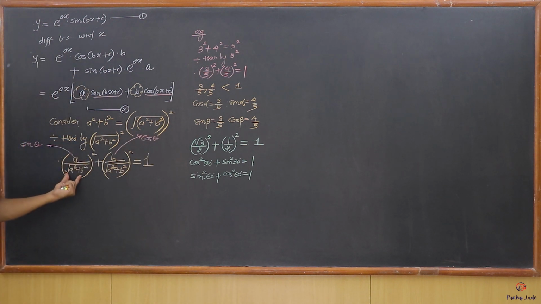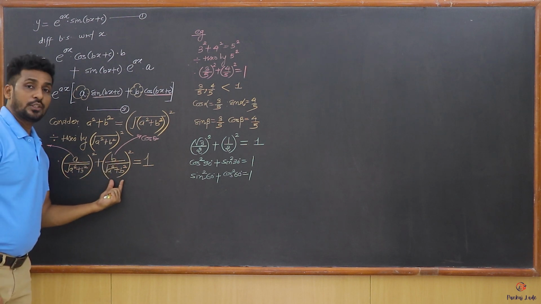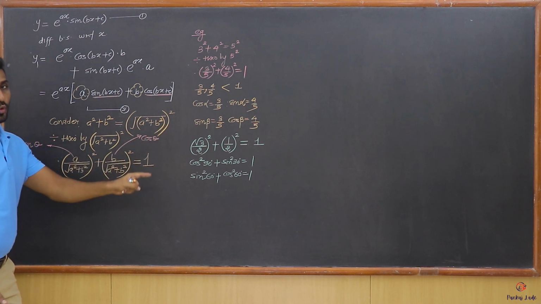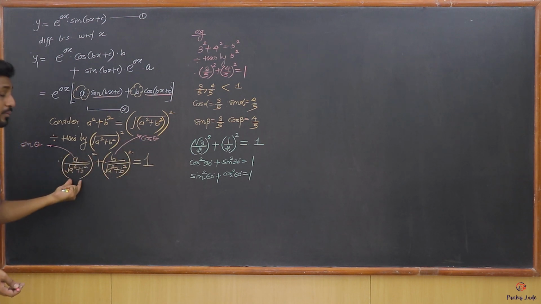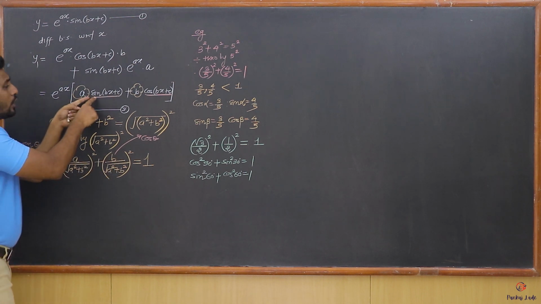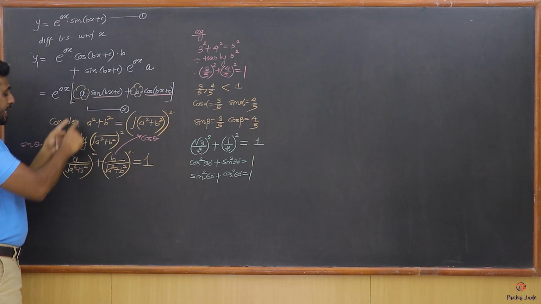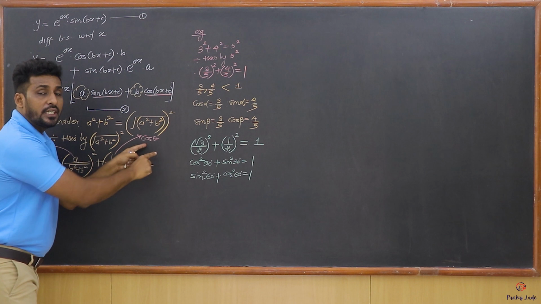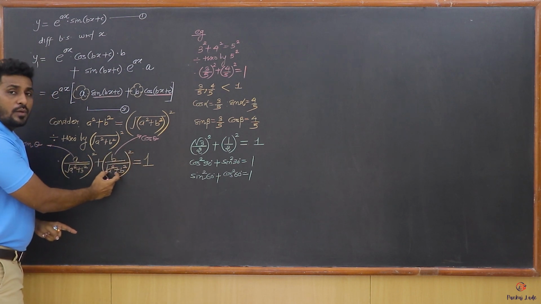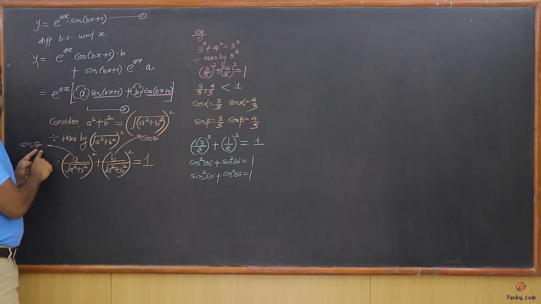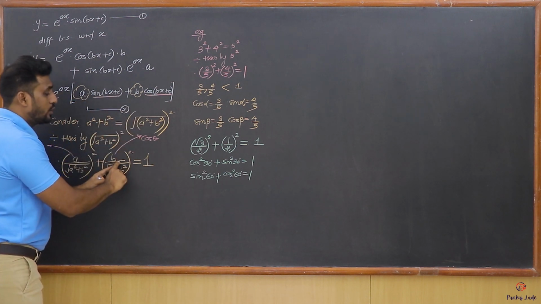So a upon root of a square plus b square and b upon root of a square plus b square can be taken as sine theta and cos theta, because I know sine square theta plus cos square theta is also 1. So the first term can be taken as sine, the second term can be taken as cos. So observe here, a you are taking as sine theta, b you are taking as cos theta. Don't worry about the term root of a square plus b square. I'm going to get that term in a short while from now. So a is associated with sine, b is associated with cos.